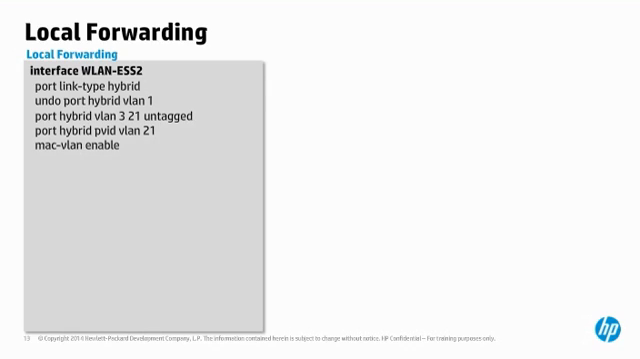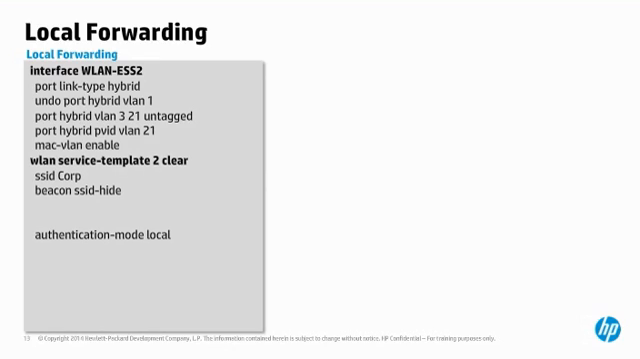To configure local forwarding, Virtual Interface WLAN ESS2 is created as a hybrid port. PVID 21 is configured. This means that wireless clients are assigned to this VLAN, but this could be overridden when binding the service template to APs. VLANs 3 and 21 are listed as the VLANs that are allowed to be used should this override option be selected. Next, a WLAN service template is defined as a clear SSID, and the SSID is defined as corp.